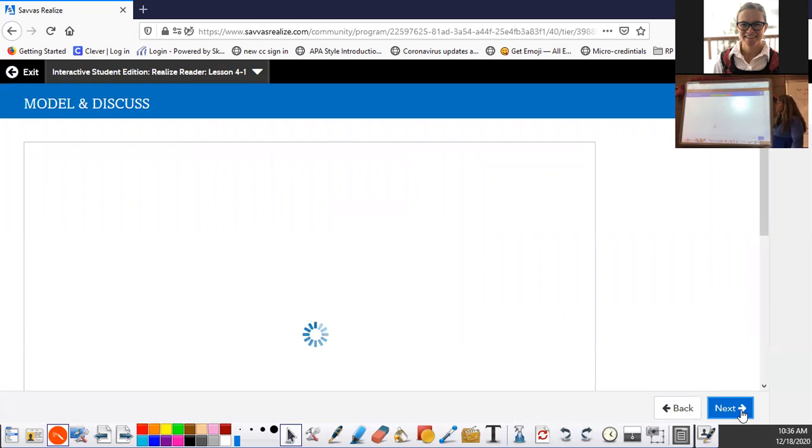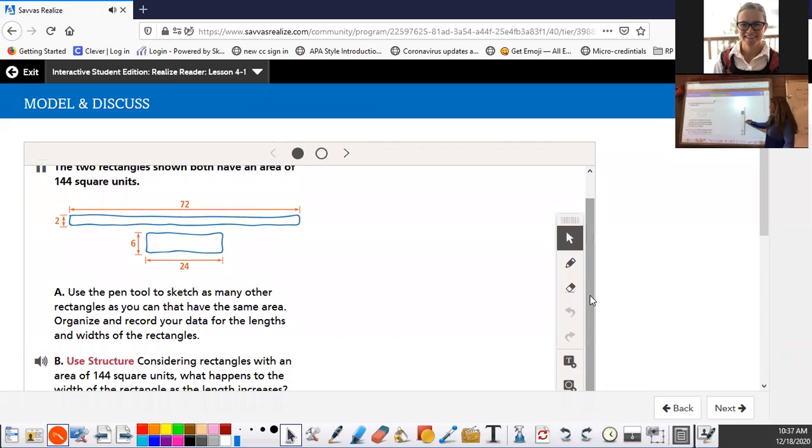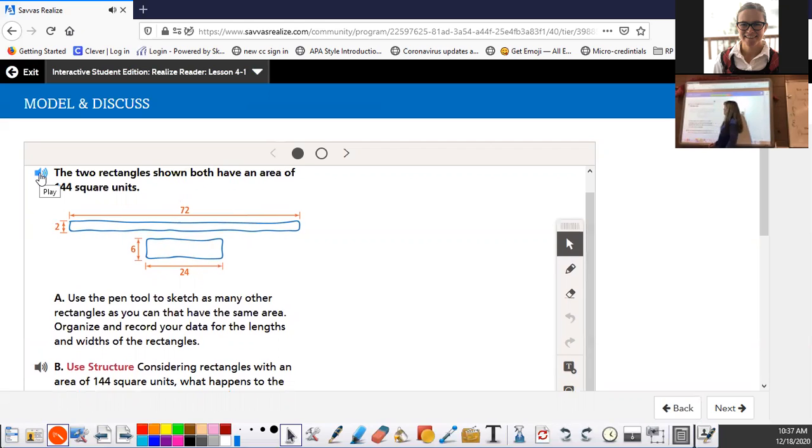So the first part, the model and discuss this time, it's on page 91 of your student companion. The two rectangles shown both have an area of 144 square units. Part A. Use the pen tool to sketch as many other rectangles as you can that have the same area. So most of us have completed an exercise like this before. We're looking at length times width. And instead of using the pen tool, you probably just would write this in your workbook. But is there other ways that you could end up with a product of 144?